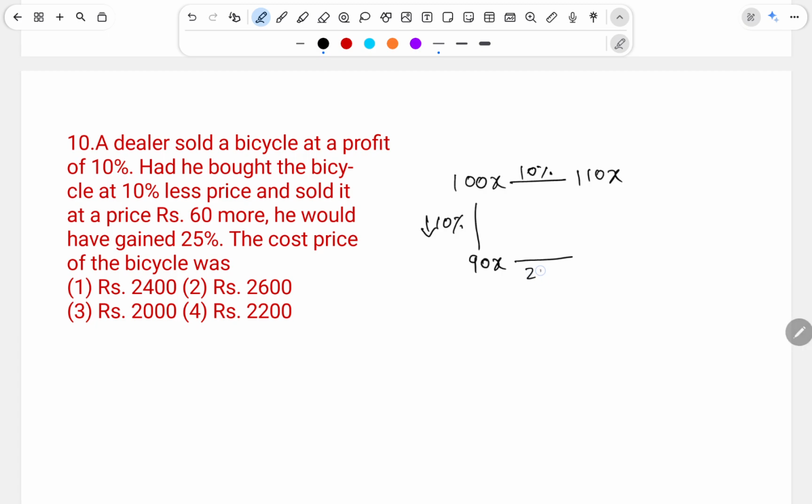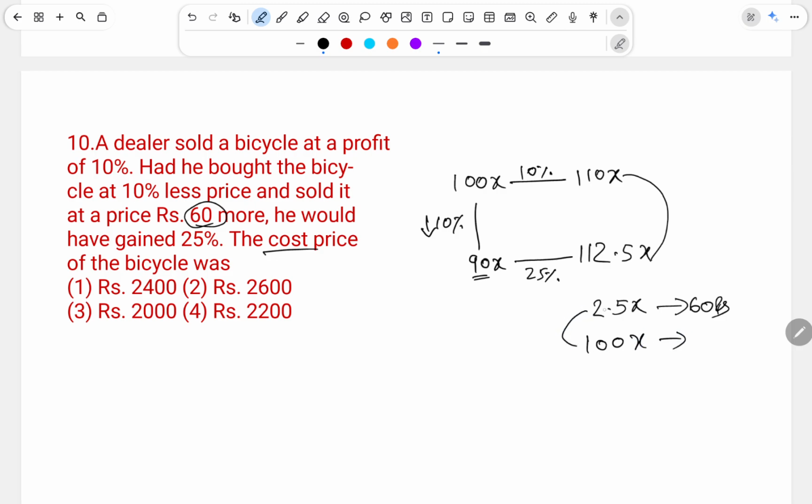So on this, how much profit? 25%. What is 25% of 90? 1/4 value of 90 is 22.5. Adding 22.5 to this, it becomes 112.5x. See, from the previous, it increased by 2.5x. The 2.5x in the question, they are saying 60 rupees more. Then the cost price 100x is how much? Actually 25 fours is 100, but 2.5, how many times is 100? 40 times. So 60 into 40 is 2400.